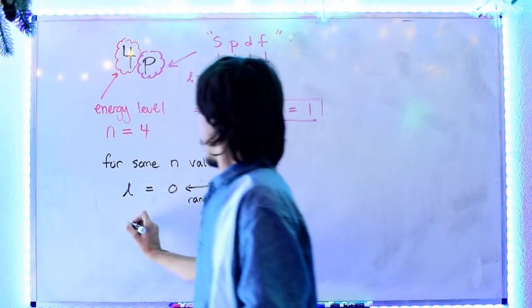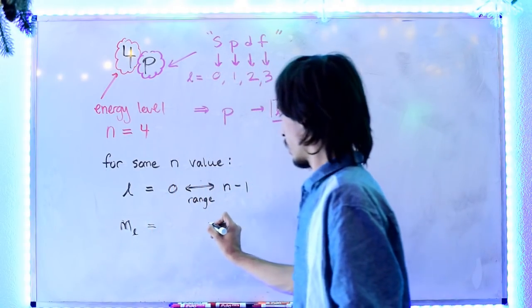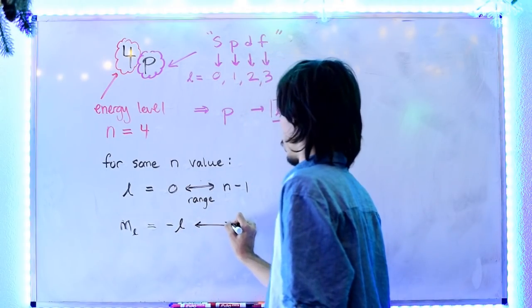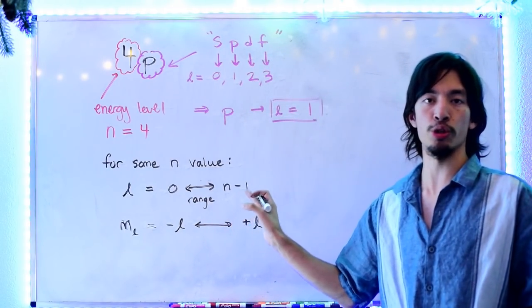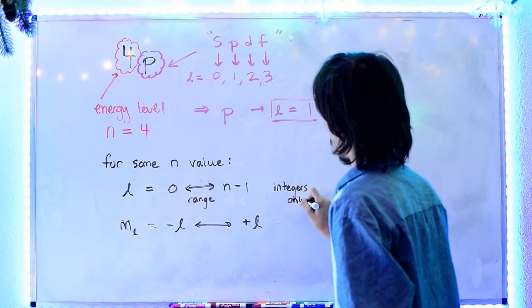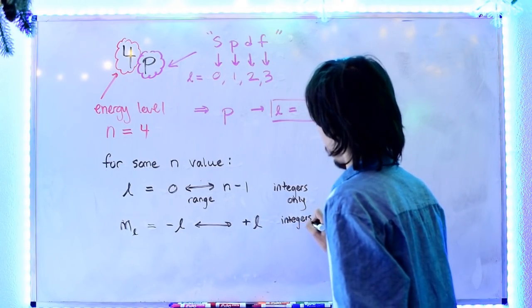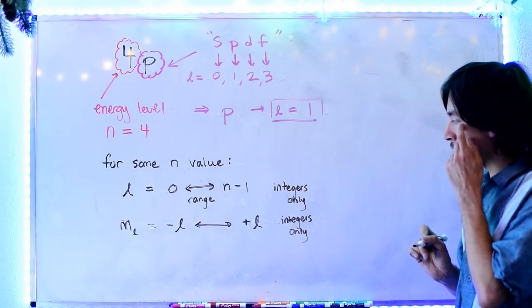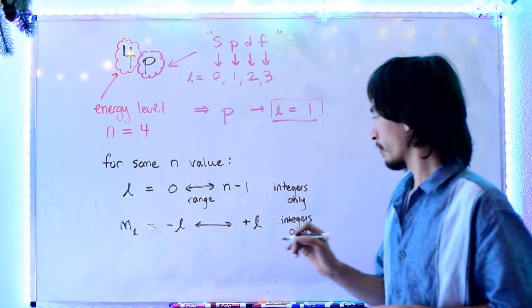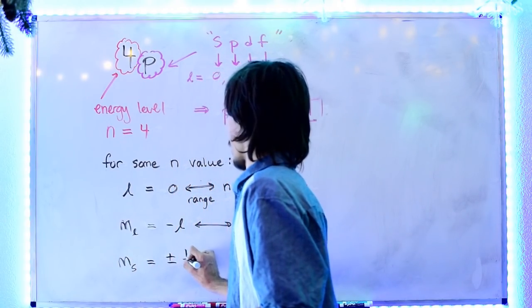is. The m sub L value equals, and it's based on the following range, minus L to positive L, also integers only. So the range is minus the value of L that you choose to whatever the value of L is. Finally, m sub s is either plus or minus a half. That's it.